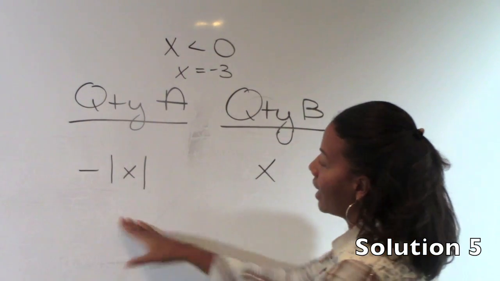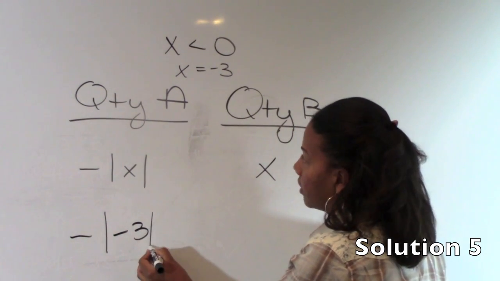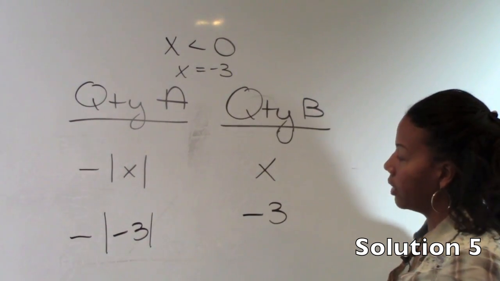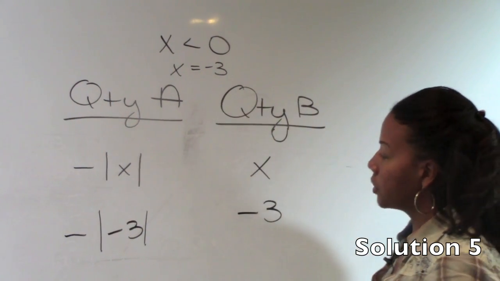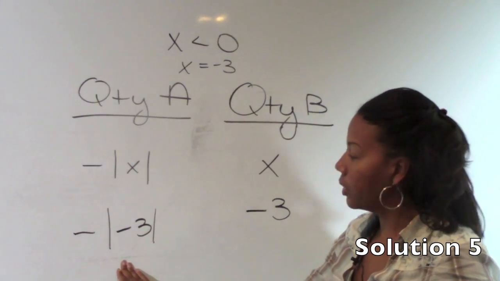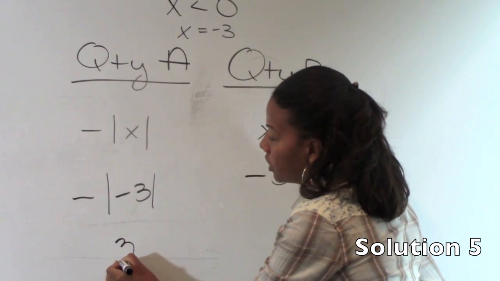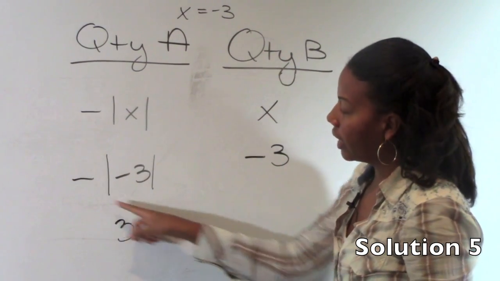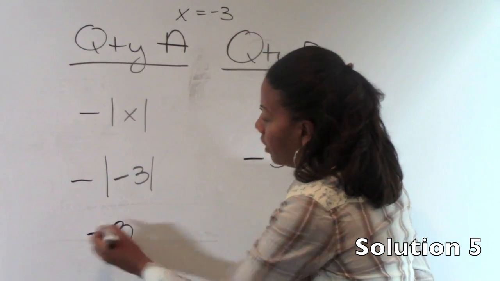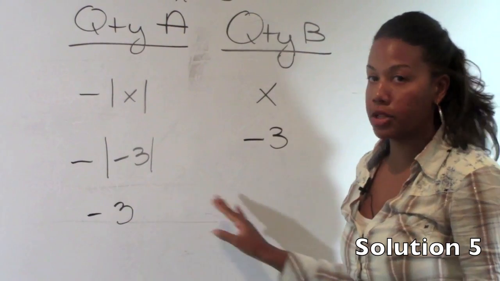So for column A, that means the opposite of the absolute value of negative 3. And for column B, that simply means negative 3. Okay? And we want to know which one is bigger. So in a situation like this, the first thing we want to do is take the absolute value. So the absolute value of negative 3, which again is simply its distance from 0, is 3. And this negative is still here, so we must bring that negative down. So we get negative 3 equals negative 3, and therefore the columns are equal.